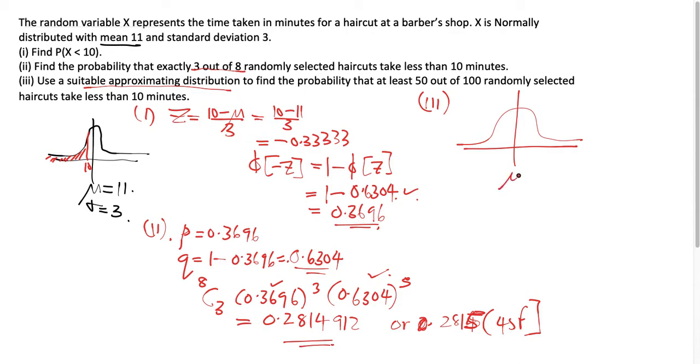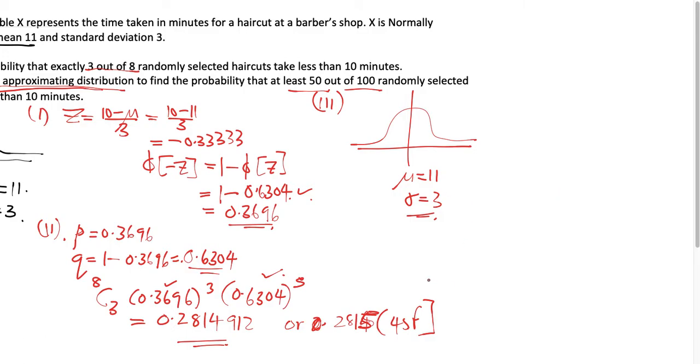So you have mu equals 11 and standard deviation equals 3. But if you look at the question, this is using a suitable approximation, so therefore we can't use this. Why? The question says at least 50 out of 100, so we have to sketch a new normal distribution for the approximation.